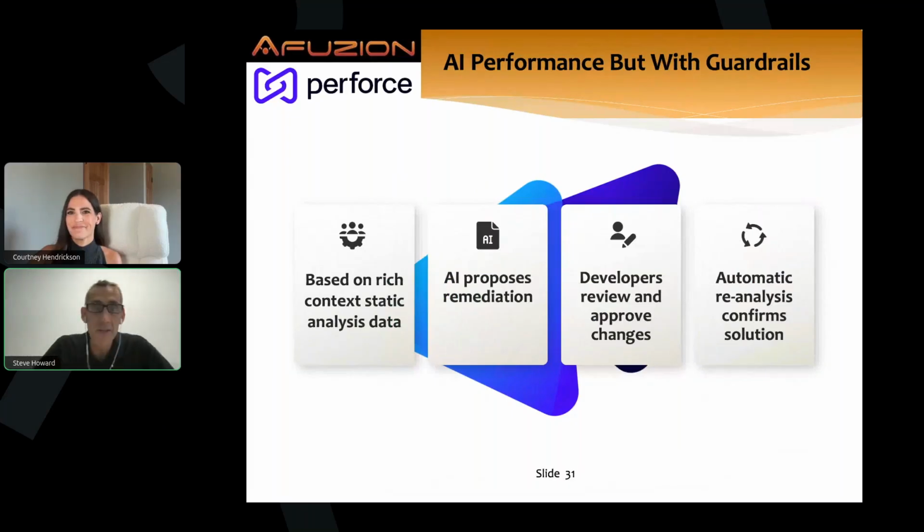Thanks, Vance. Yeah, so really just to summarize, and then we'll wrap up and hand over to Courtney. Really, the benefit of this is that we're using AI's performance to do the things that AI is good at, which is adding the intelligence to our process, but it's based on rich contextual static analysis data that it's allowed to come up with those fixes. It proposes remediation. We then confirm that the remediation has solved the problem, and the developer can approve the final sign off of that change.